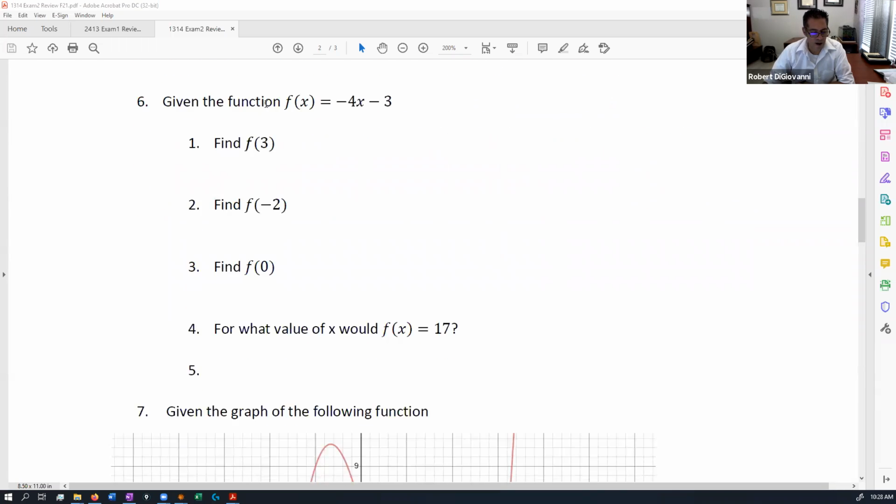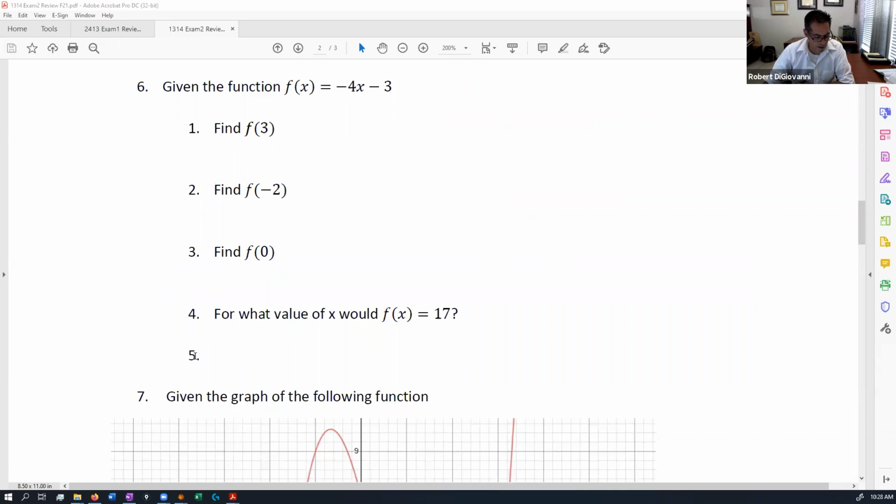Number 6, I give you a function and I ask you to evaluate the function at a few different values. What's f of 3? What's f of -2? What's f of 0? And then I ask you, for what value of x would f of x be 17? We did all this, okay? So go back and review. This number 5, I don't know why I didn't delete out of here. That's not supposed to be there.